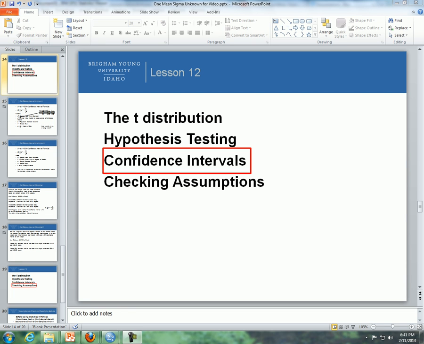Hello, this is Brother Cromar from the math department at BYU-Idaho, and now I'll be covering part 2, which is dealing with lesson 12 for inference for one mean, sigma unknown. And so now I'll be talking about confidence intervals, and then I'll wrap up with checking assumptions.